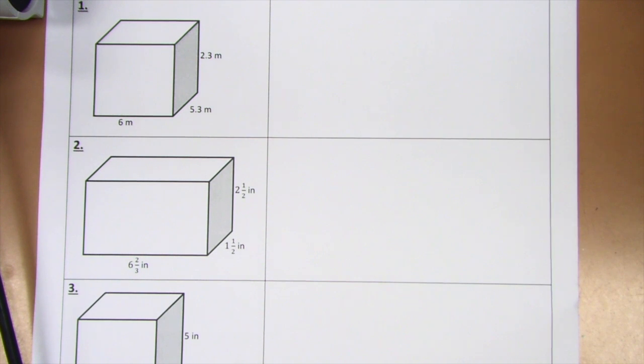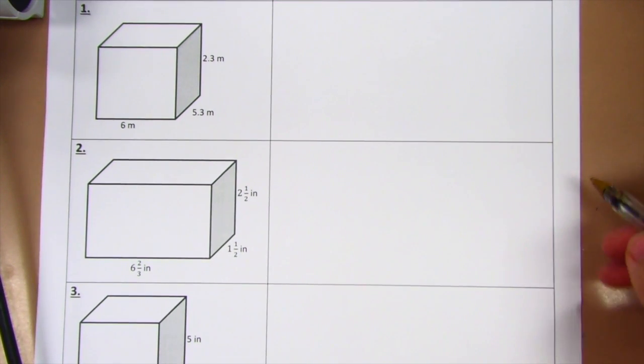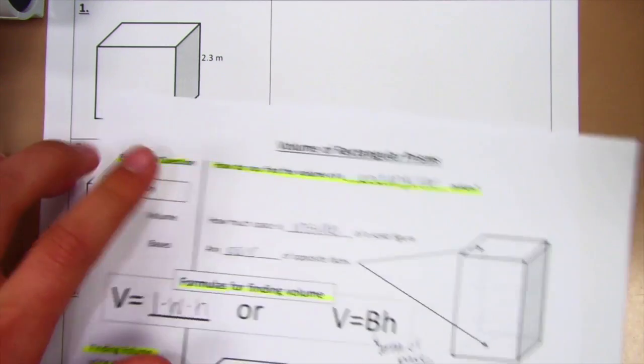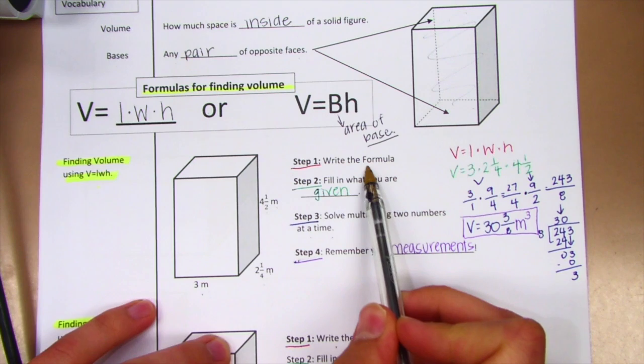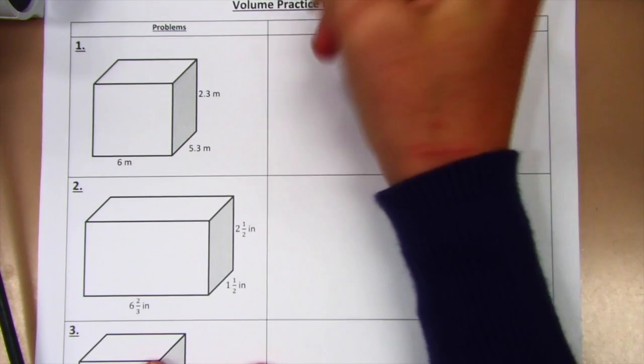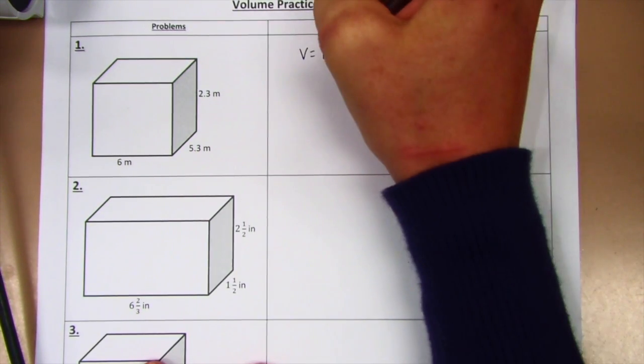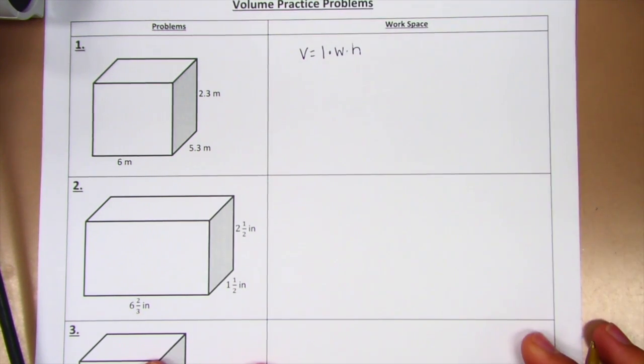Okay, guys, now looking at that practice problem worksheet that you guys were also given, let's go ahead and do number 1 together. So looking back at our notes that we just did, I'm going to look at step number 1, and it says to write the formula. So at the top of my paper, I'm going to write volume equals length times width times height.